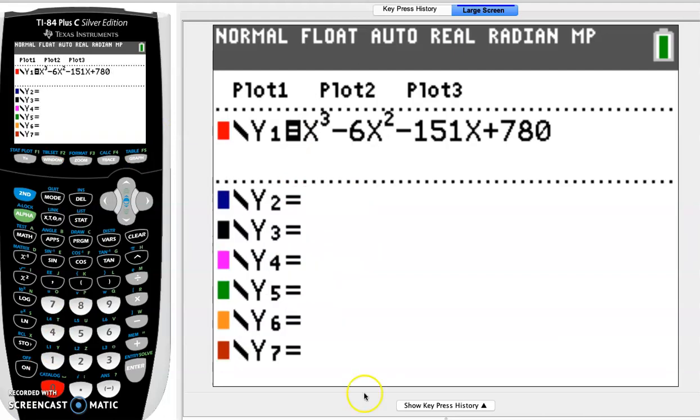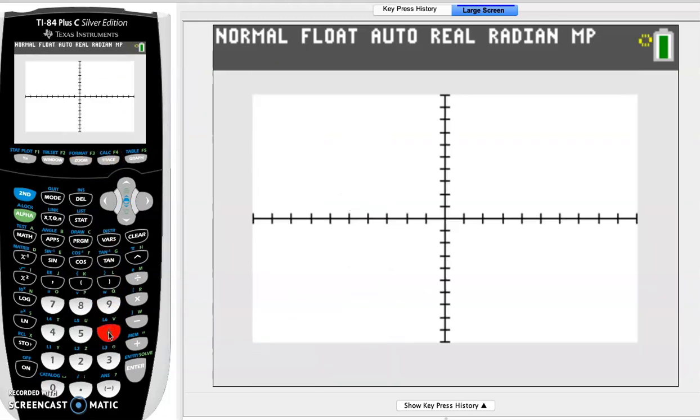So I've typed my function in, and I know it's going to be a curve. And I noticed 780 and 151. I've got some pretty big numbers. So that's a clue that maybe my viewing window might end up having some large values involved. So I'm going to start by hitting Zoom 6, standard viewing window, and just checking out what I see here. And I at least see it appearing on the screen, but I don't really know what it's doing.